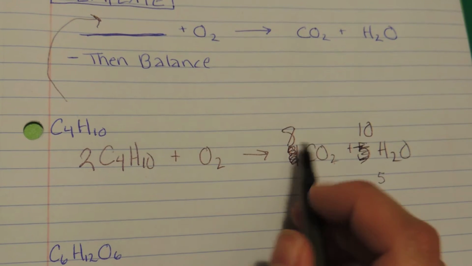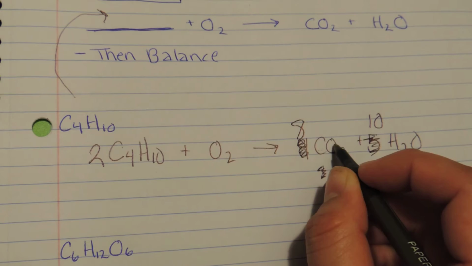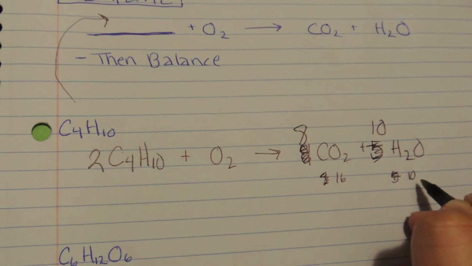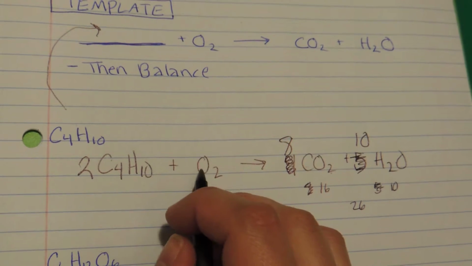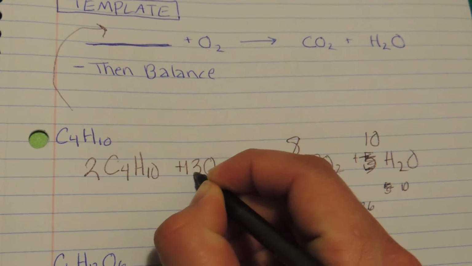Now we're going to do oxygens. Okay, on this side, I no longer have 8. I have 16. 8 times 2 is 16. 10 times 1 is 10. 16 plus 10 is 26. So I have a total of 26. Can I make something times 2 equal to 26? Yes, I can. That answer is 13.